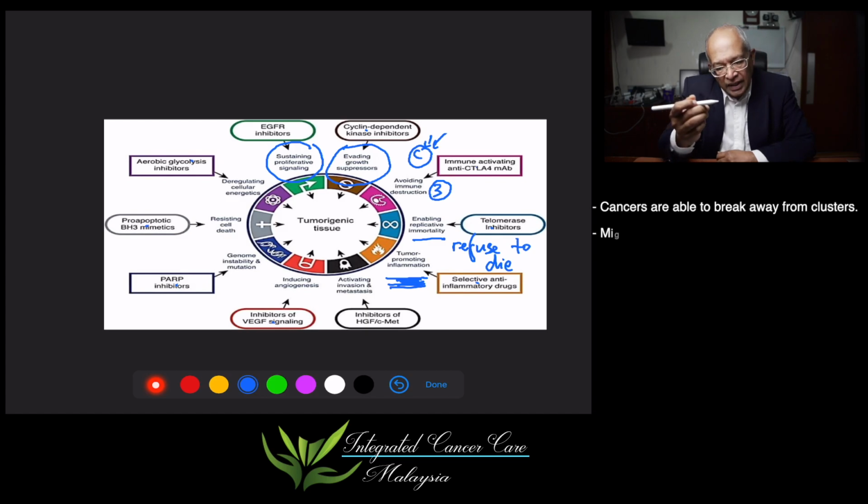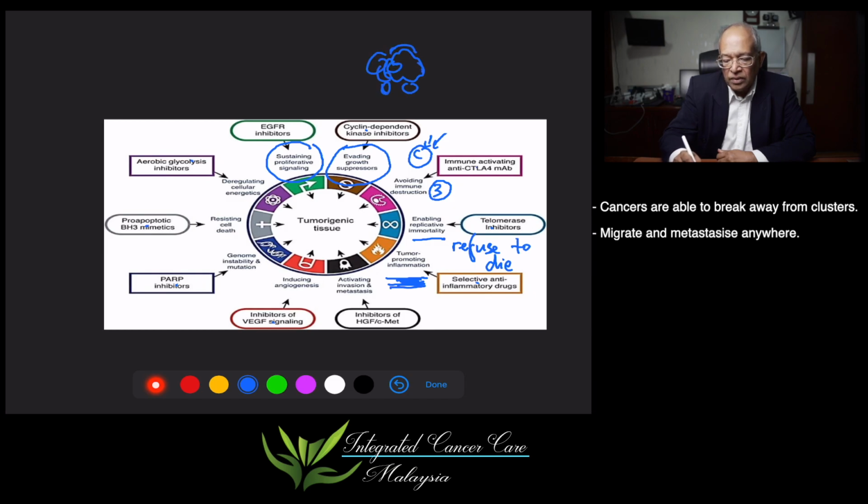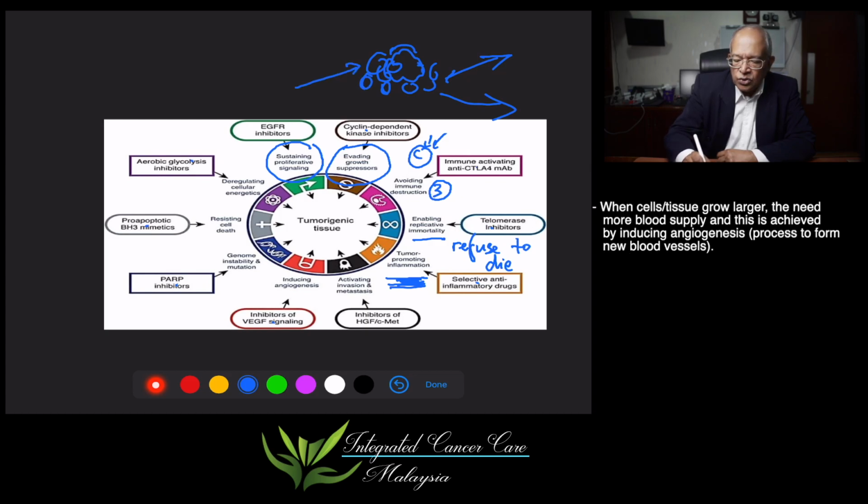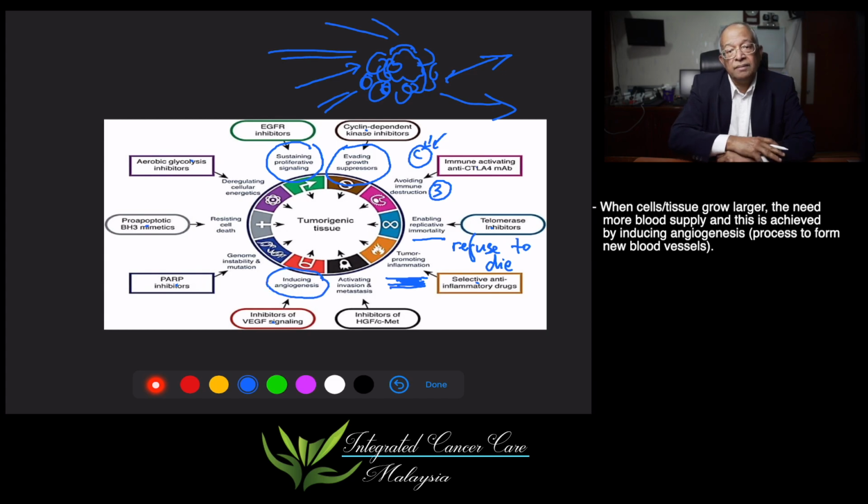Now, we saw in an earlier presentation that cancer cells are able to break away from their clusters and metastasize. They can break away and invade nearby tissue, but they can also move to organs far away by moving within blood vessels or lymphatic systems. Now, as the cell or tissue grows bigger and bigger, obviously they need more blood supply. They achieve this by inducing angiogenesis or making new blood vessels.